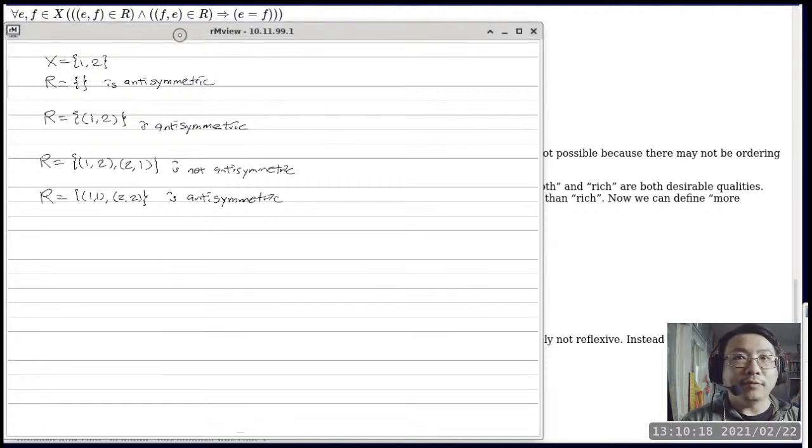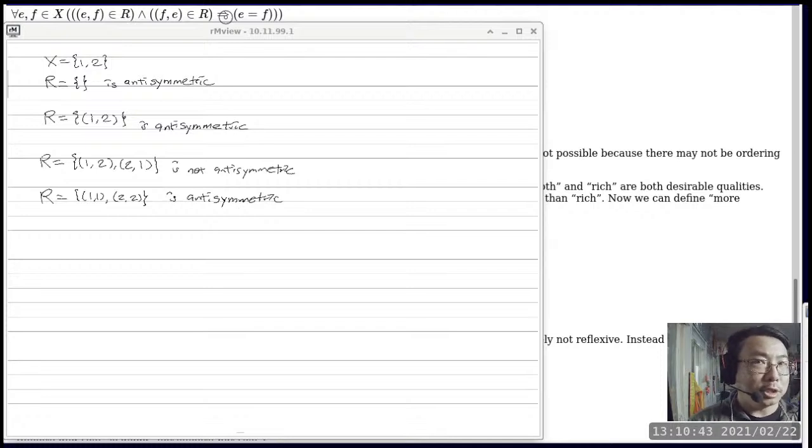What if E and F are different? What if E is 1 and F is 2? Well, if E is 1 and F is 2, then the membership is going to fail. If the membership is failing, then the conjunction is going to be false. Then you have a false on the left-hand side of the implication, which means the implication is going to be true. So that is the key of how we evaluate whether a relation is antisymmetric or not.